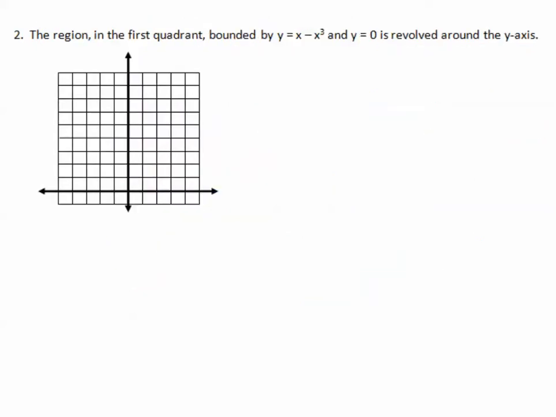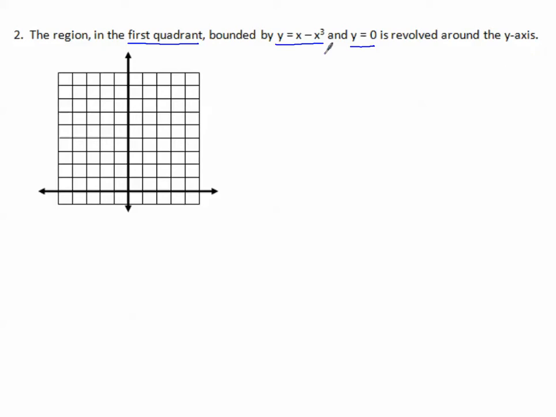Let's look at another. The region in the first quadrant, bounded by y equals x minus x cubed and y equals 0, revolved around the y-axis. Maybe pause the video and take a moment to try this one on your own. Come back and see how you did.